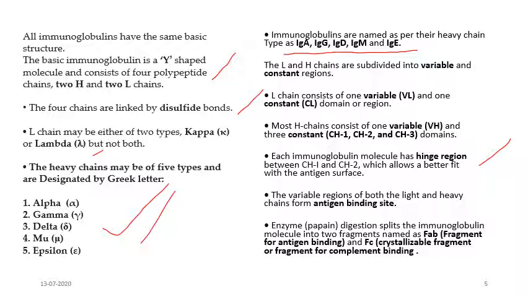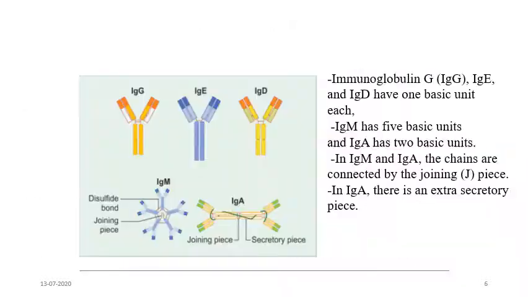And another important point: papain, an enzyme present in the papaya, can digest or split the immunoglobulin molecule into two fragments called FAB, that is fragment for antigen binding, and FC, that is crystallizable fragment or fragment for complement binding. So this is all about the structure in detail for immunoglobulin.